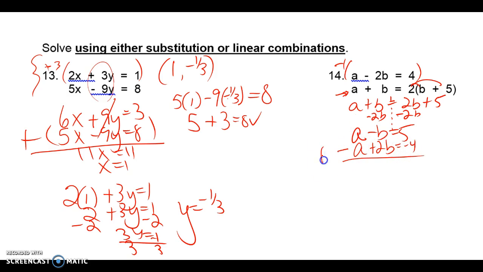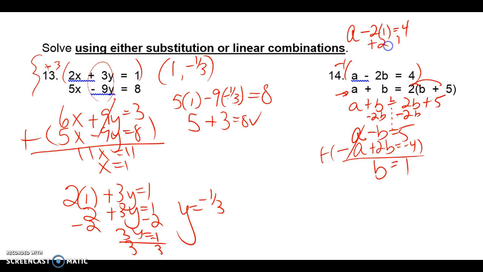Right, add these together. The a's drop out. Negative b plus 2b equals b. 5 minus 4 is 1. All right, if b is 1, I'll come up to this first equation. A minus 2 times 1.